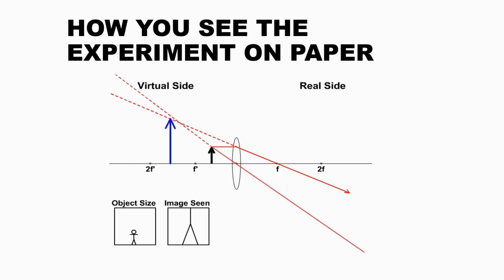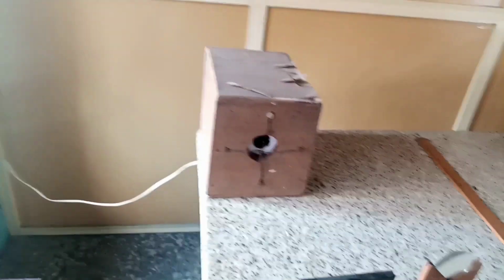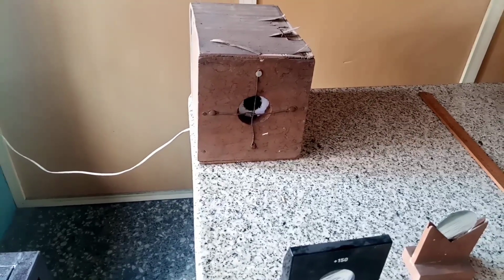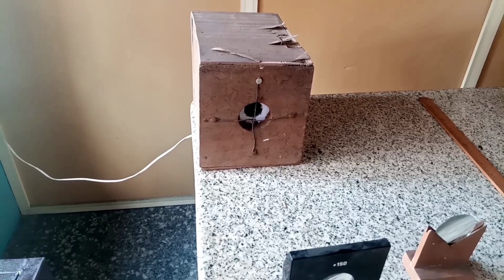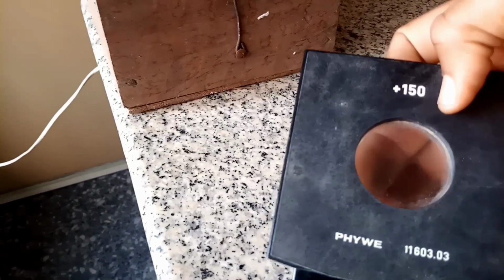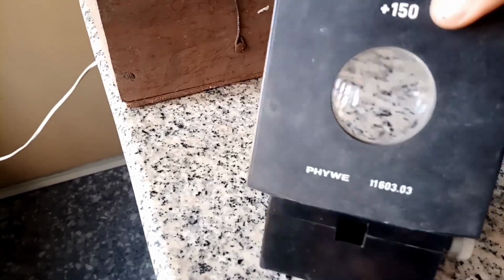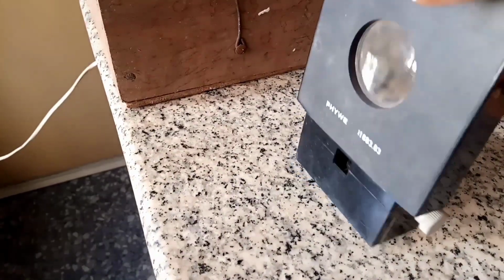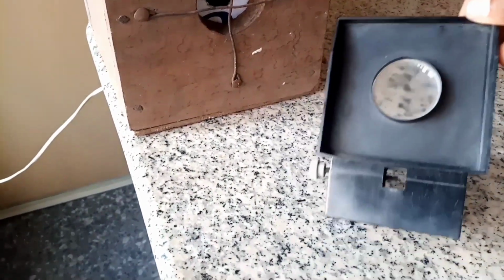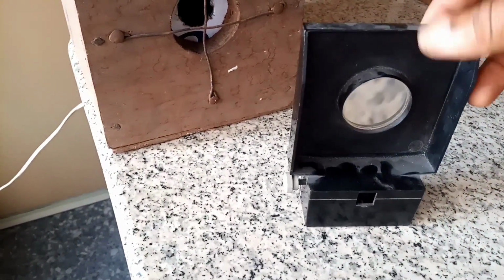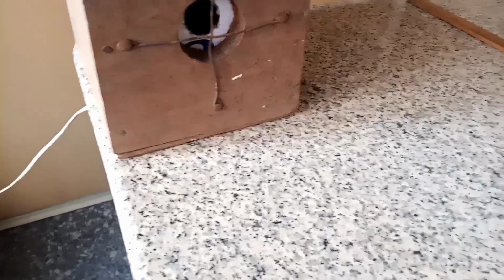Let's go to class. This time we are going to look at that ray box with the cross wire as an object, and a bulb inside connected to the power source. And then this is a lens with a lens holder of a different design, whose focal length is about 15 centimeters.